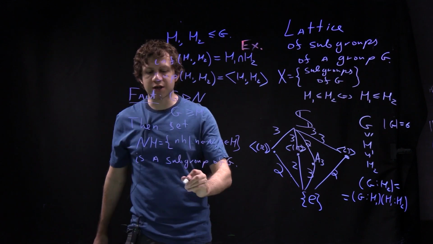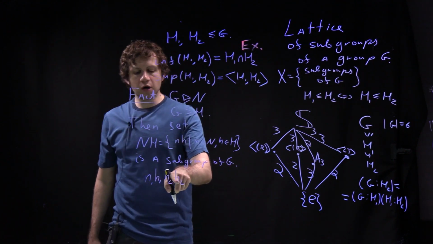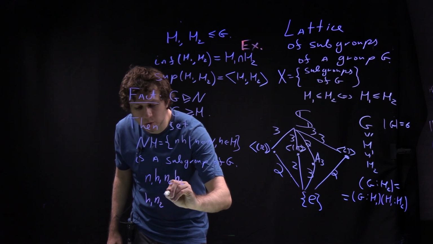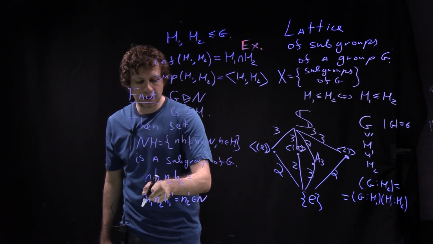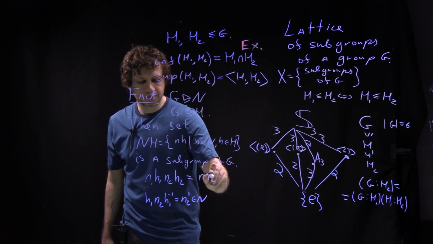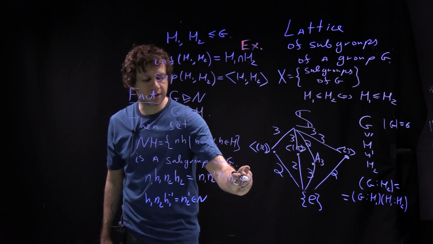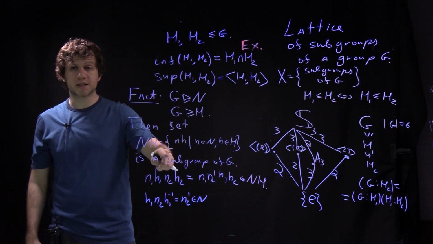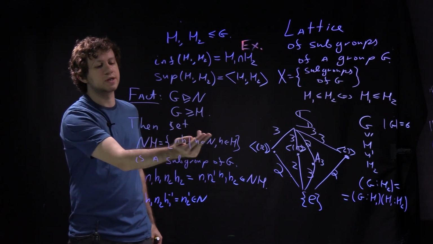And the reason is, imagine you multiply n1 h1 and n2 h2. But you know that N is normal, so you can do this trick. You know that h1 n2 h1 inverse is equal to n2 prime inside N. And so you can rewrite it as n1 n2 prime h1 h2, and suddenly you have another element inside N times H. And so this is indeed a subgroup. Clearly, it contains both of them because you can take identity in each. Clearly, any subgroup containing both of them will contain all products.